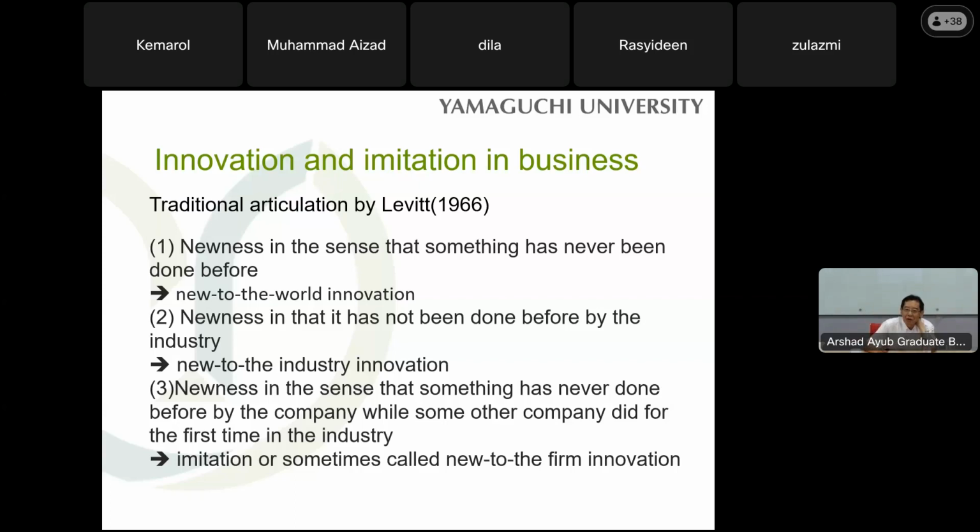You should never blame yourself, saying I am imitating something. If we use a more positive word, it can be called new to the firm innovation. So I hope this typology will motivate you to tackle your research project.